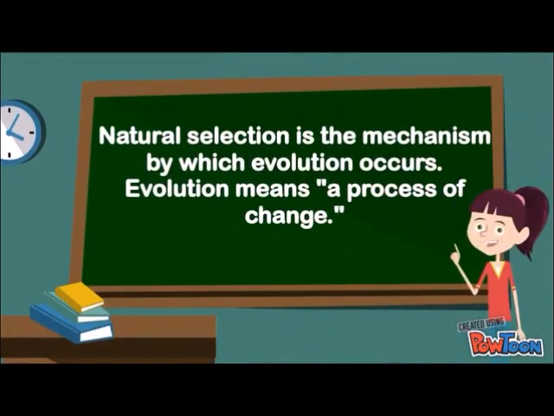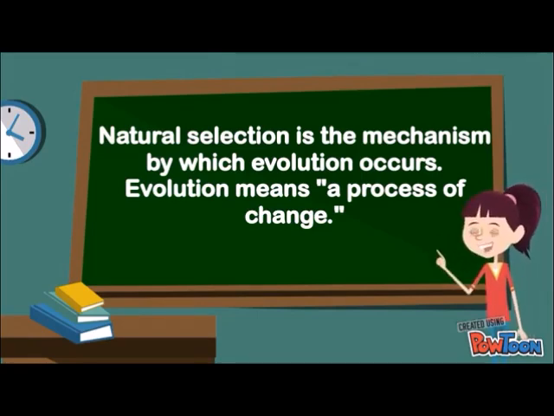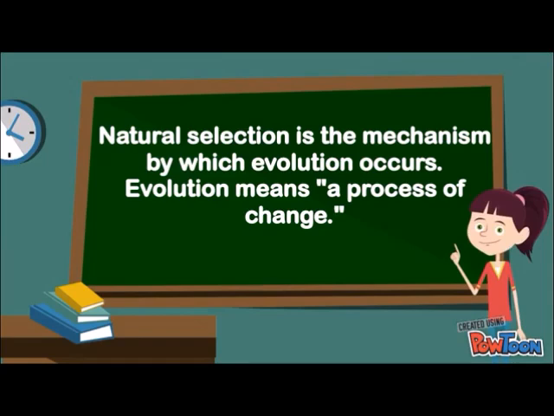Evolution. Natural selection is the mechanism by which evolution occurs. The term evolution means a process of change. Biologists use the word evolution specifically to mean a generation-to-generation change in the proportion of different inherited genes in a population.